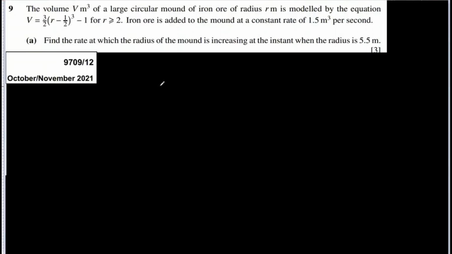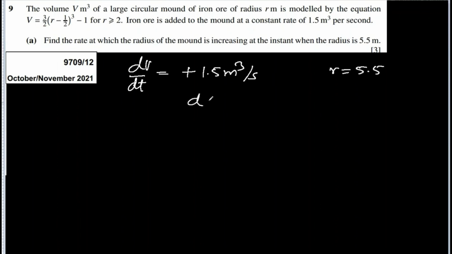Question 9. The volume of V meter cube of a large circular mound of iron ore of radius r centimeter is modeled by this. Radius is greater than 2. And iron ore is added at the rate of 1.5 meter cubes per second. So dV over dt is plus, it's increasing, right? It's added. So 1.5 meter cube per second. Find the rate at which the radius of the mound is increasing when radius is 5.5.